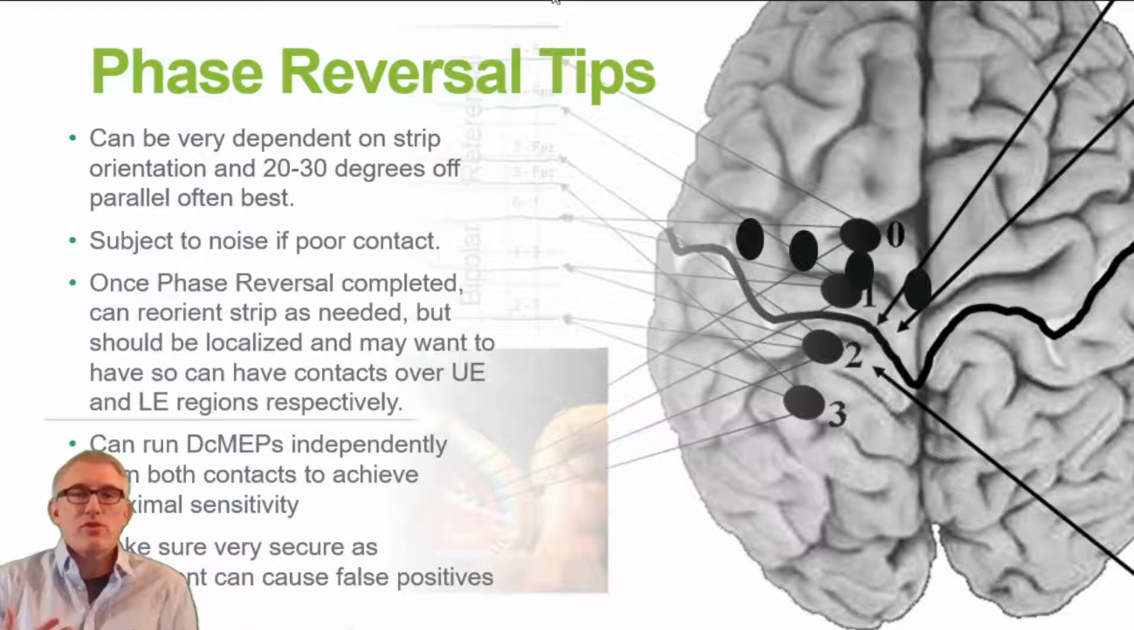Make sure it's very secure, as movement can cause false positive changes. If it moves just a little bit, our responses can be lost, and this would be a false positive change because it's not indicative; it wouldn't correlate with dysfunction, just electrode movement.